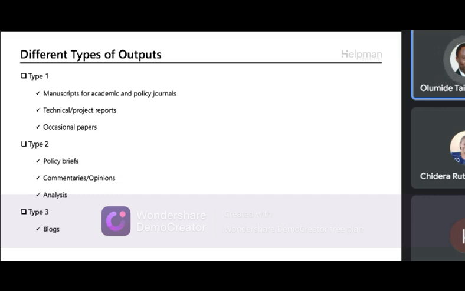Then analysis: we just take an issue and analyze that issue broadly, analyze the consequences, analyze the issues, and so on and so forth. These three don't have the same requirements as type 1, right? That is type 2. Then type 3 will be blogs, right? Blogs are just like conversations. It can also be based on findings.